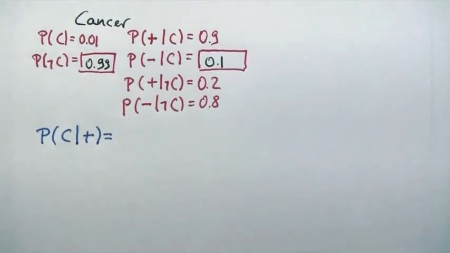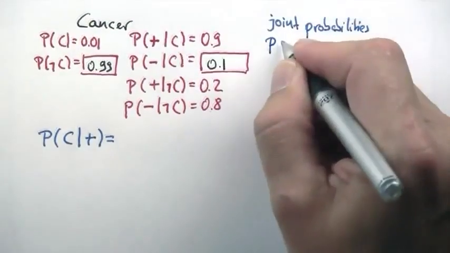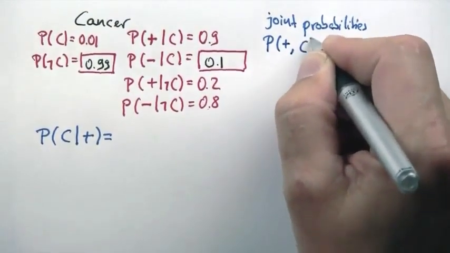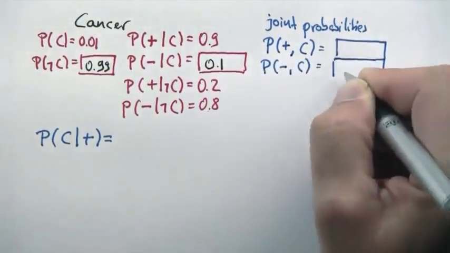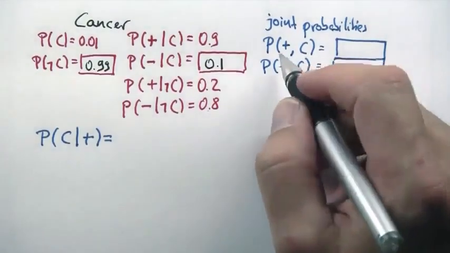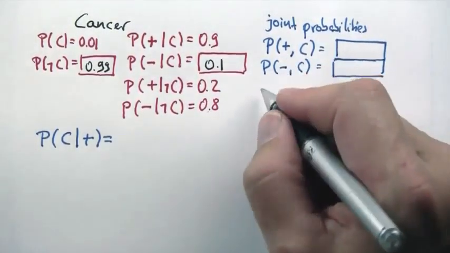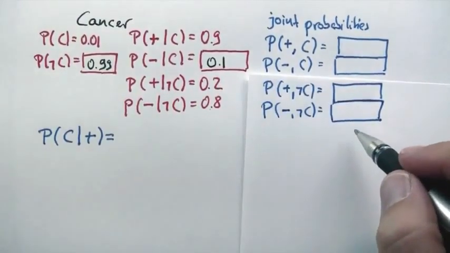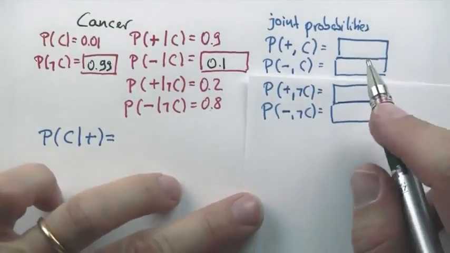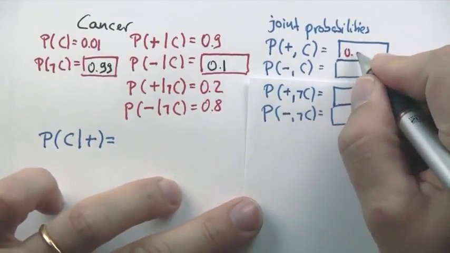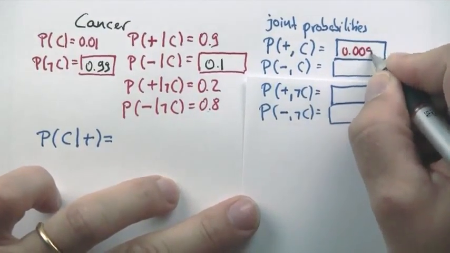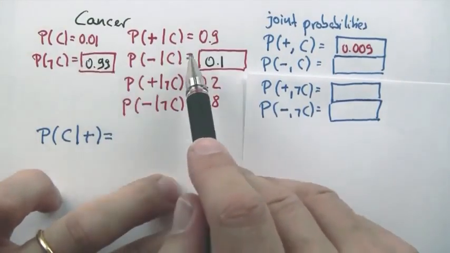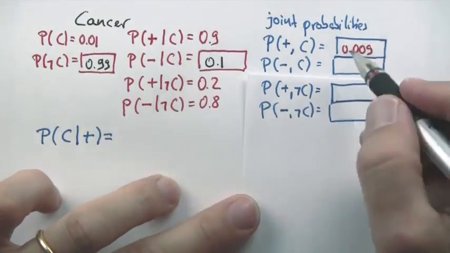Specifically, the joint probabilities: probability of a positive test and having cancer, probability of a negative test and having cancer. And this is not a conditional anymore, it's now a joint probability. So please give me those four values over here. And here the correct answer is 0.009, which is the product of your prior 0.01 times the conditional 0.9.